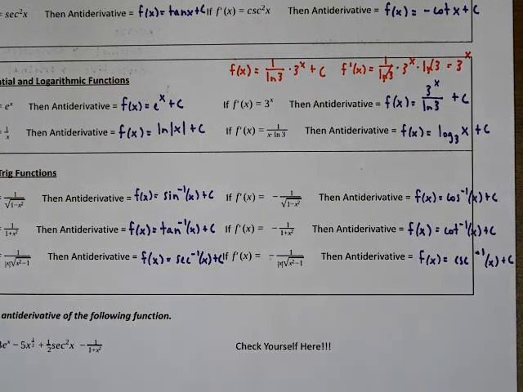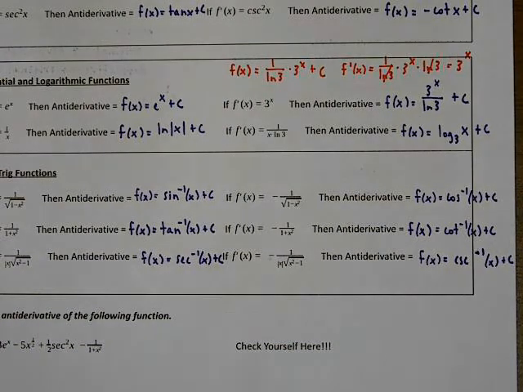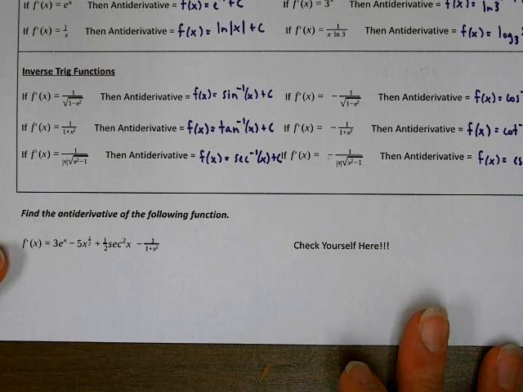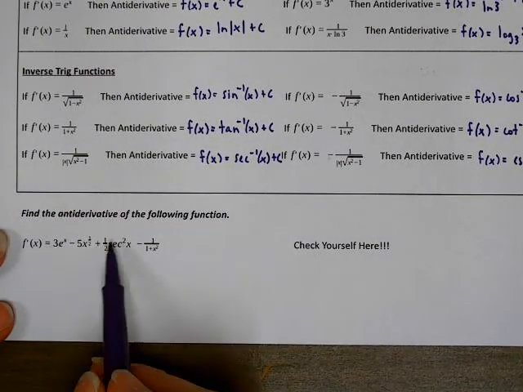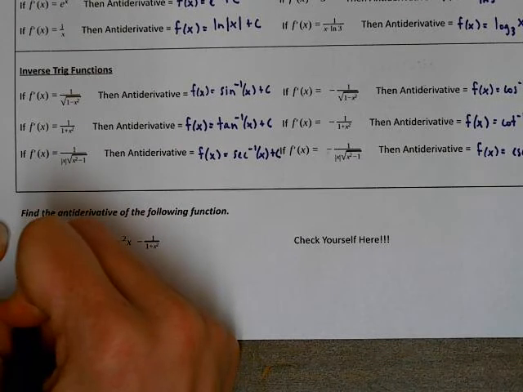So obviously there are a lot of rules to have memorized. I would highly recommend flashcards or some kind of tool, because the quicker you are at being able to recognize these derivatives, the easier it's going to be for you to find the antiderivative. So the last thing we'll do here is a problem. We're going to find the antiderivative of this function, which means really we're just going to find the antiderivative of each of these terms. So let's see what that could be.